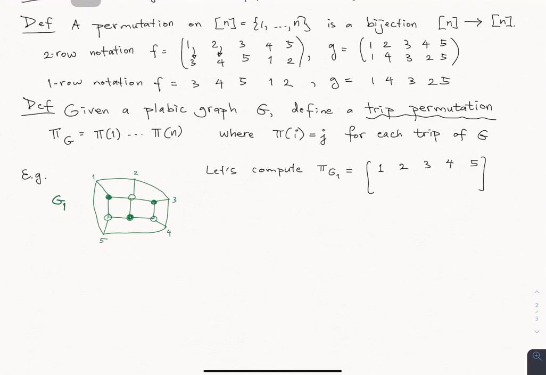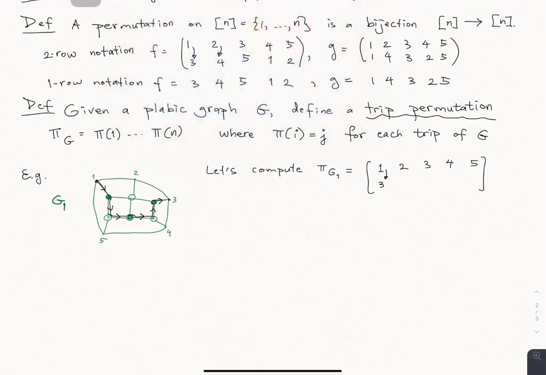So starting at 1, I go to the first vertex and I see a black vertex, so I turn right. I see a white vertex, so I turn left. I see a black vertex, so I turn maximally to the right. I see a white vertex, so I turn left. Black vertex, I turn right. So I am at the boundary vertex 3. So that means 1 will be sent to 3 for the trip permutation.